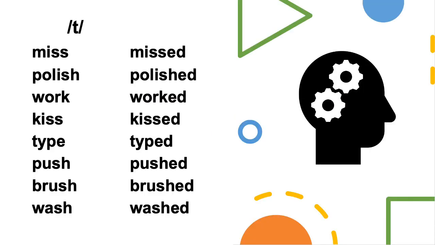The second type of pronunciation in the past is adding a t sound at the end of verbs. For example, miss becomes missed, polish, polished, work, worked, kiss, kissed, type, typed, push, pushed, brush, brushed, wash, washed.